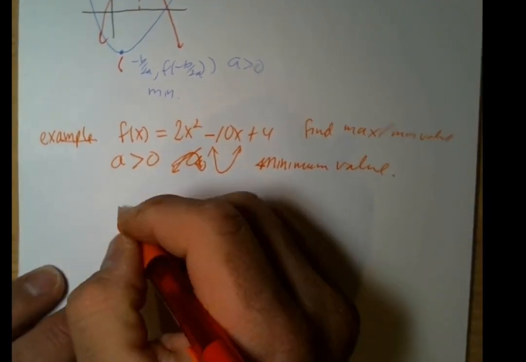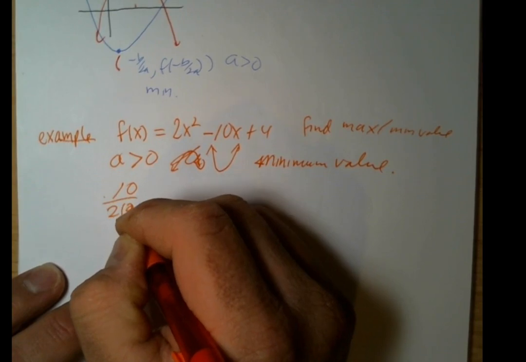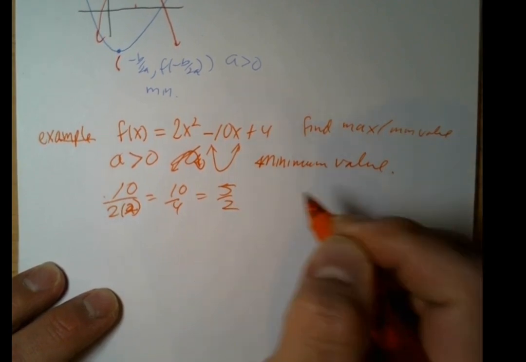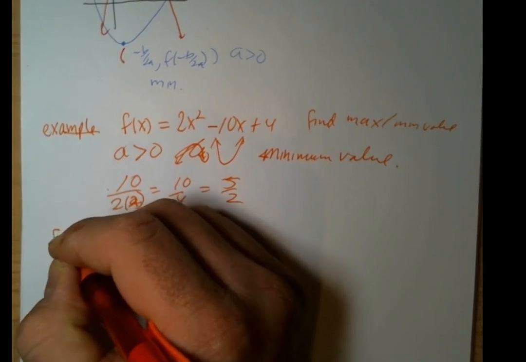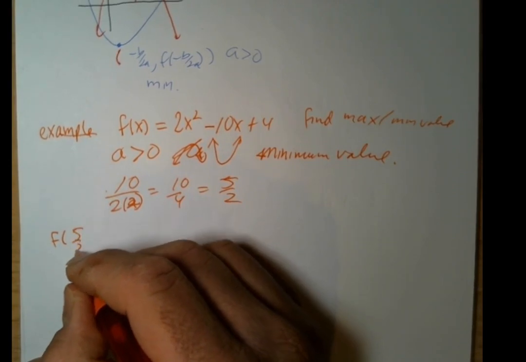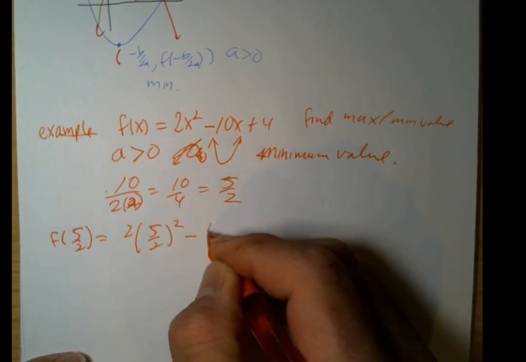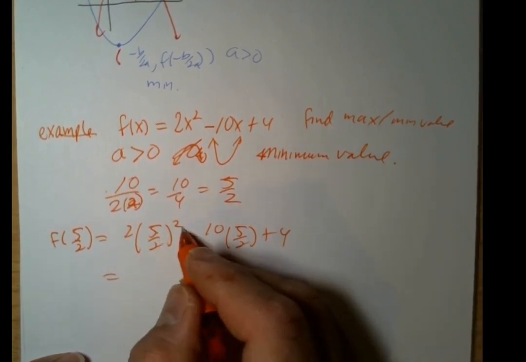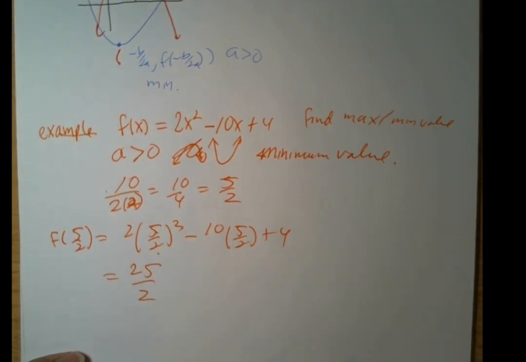And I know how to find it. Negative b, so negative negative 10 is 10, over 2 times a, so we get 10 over 4, which is 5/2. Now again, that is not the value, that's the x-coordinate of the value. The actual value is the value of the function, so f of 5/2. Then here we got 25 over 4. One of those values reduces. We get 25 over 2.